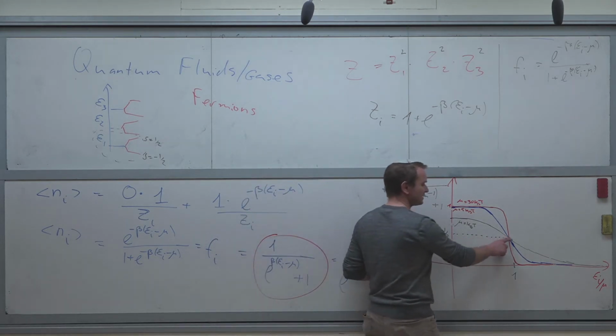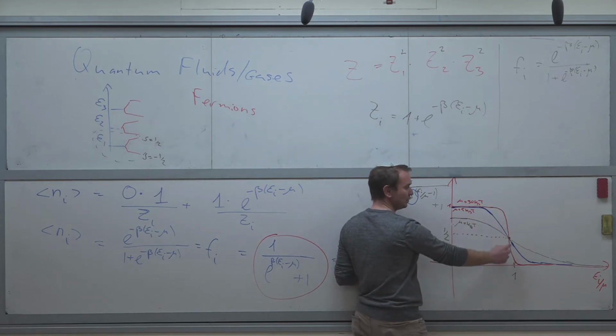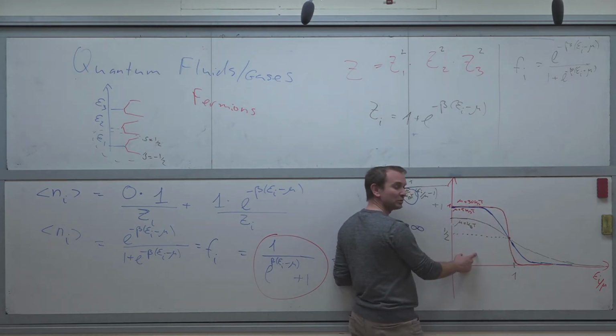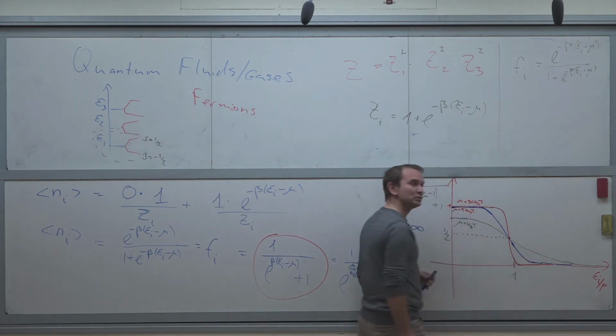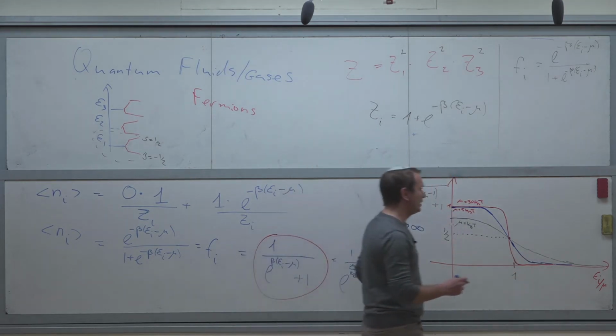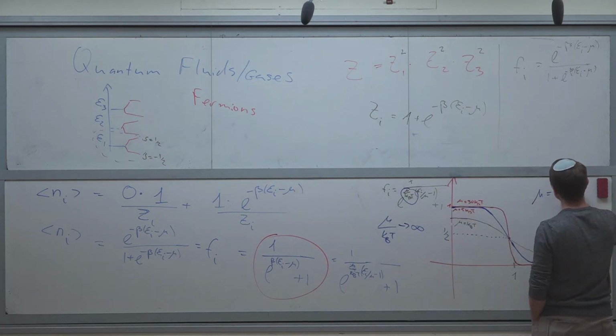Now, since mu determines this transition from an occupation probability of 1 to an occupation probability of 0, it has a very special name. Mu is the Fermi energy.